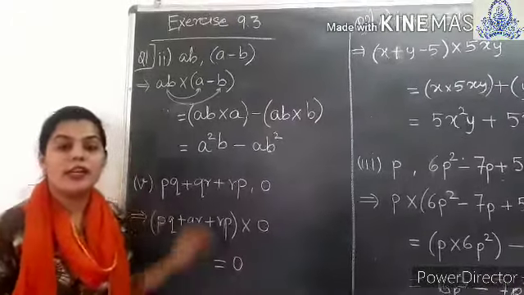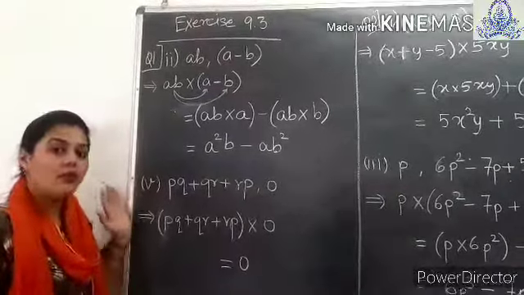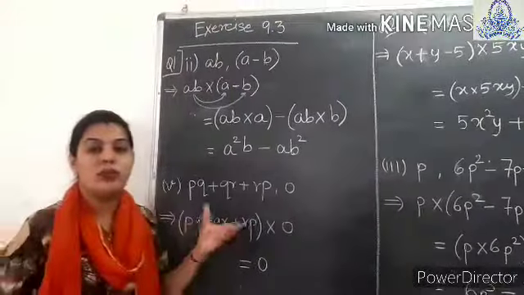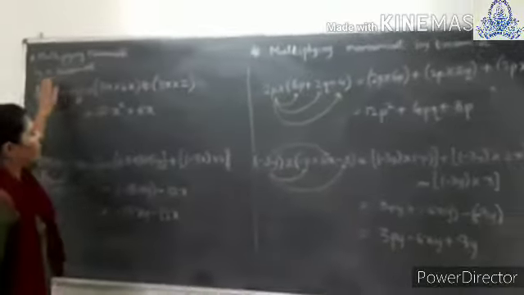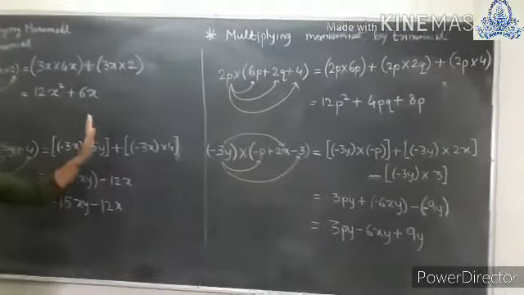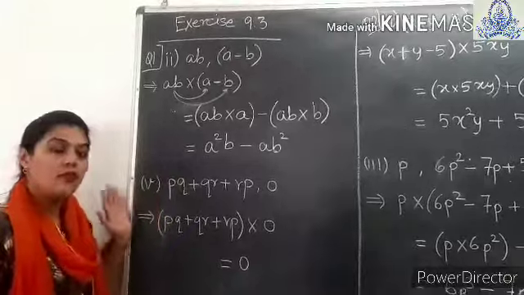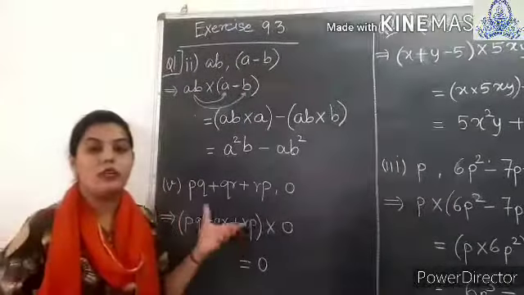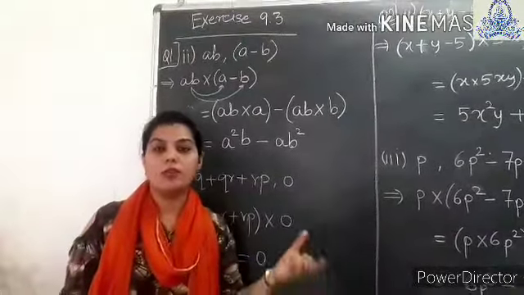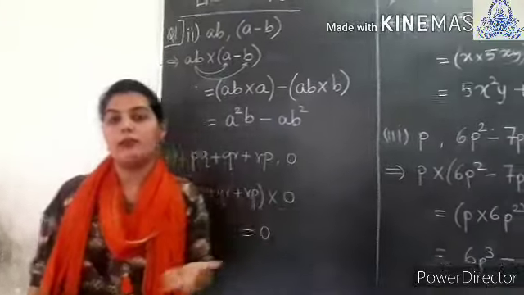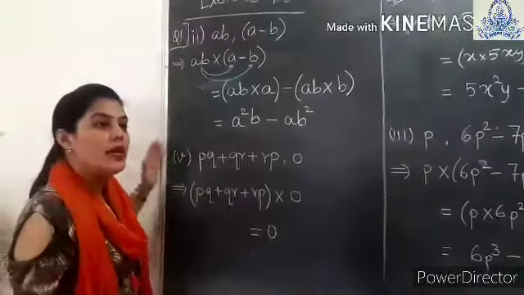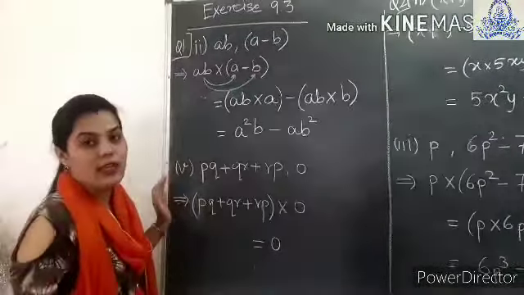We are going to start exercise 9.3. Before this we have seen how to multiply a monomial by a binomial and a monomial by a trinomial. Now, based on this, we will start exercise 9.3.